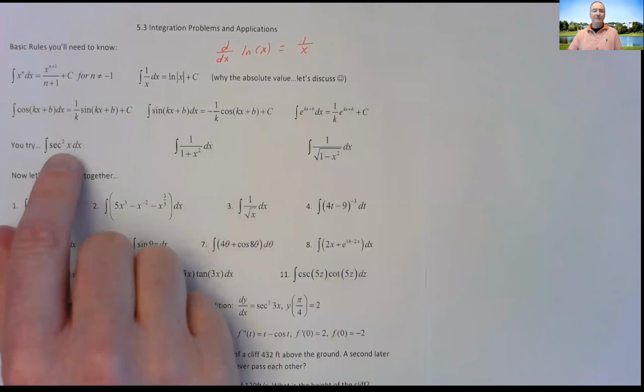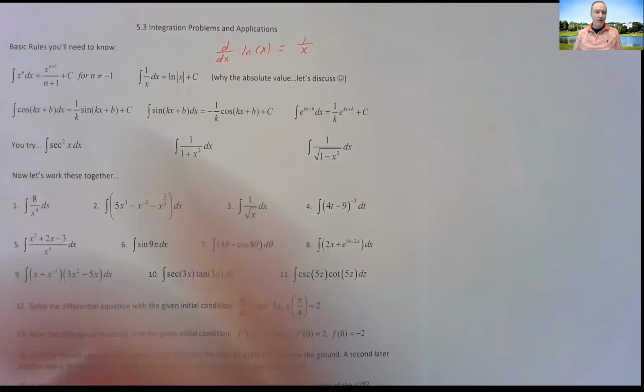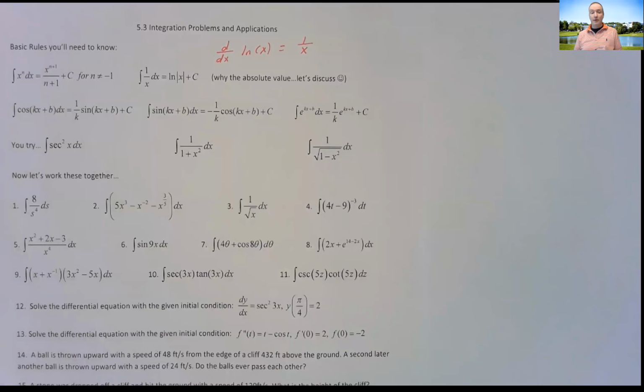Now, think about some things that we are used to, or should be used to, from Calc 1. If I say, figure out what the integral of secant squared x with respect to x is, we should know that. We know that the integral of secant squared x with respect to x is the tangent function. How do we know that? Because we remember from Calc 1 that the derivative of tangent is secant squared.